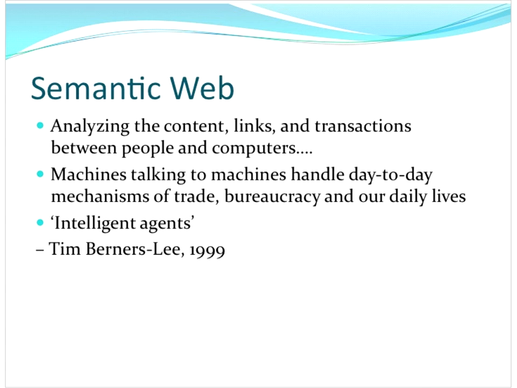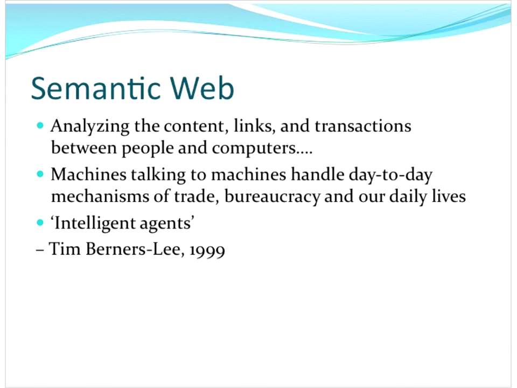Semantic web is a little bit like artificial intelligence. The web applications that you're interacting with are looking at what you're doing in a little bit more intelligent way. So it's analyzing the content and links and transactions between people and computers. It's machines talking to other machines, so large amounts of data being passed back and forth between machines, and they are handling the mechanisms of trade and bureaucracy and what's happening in your daily life. So you can call this an intelligent agent. So all of this is really kind of 20,000-foot level.